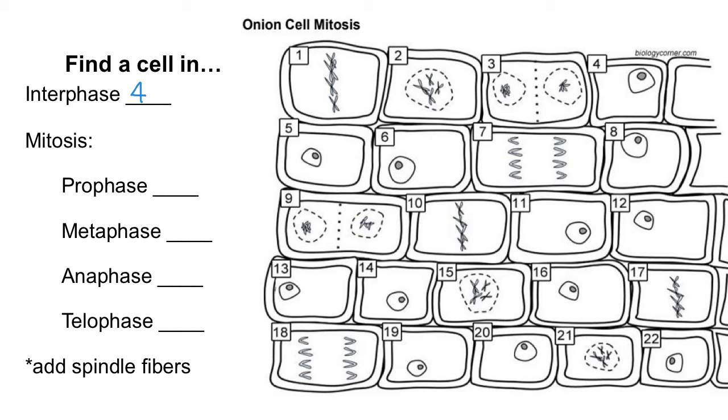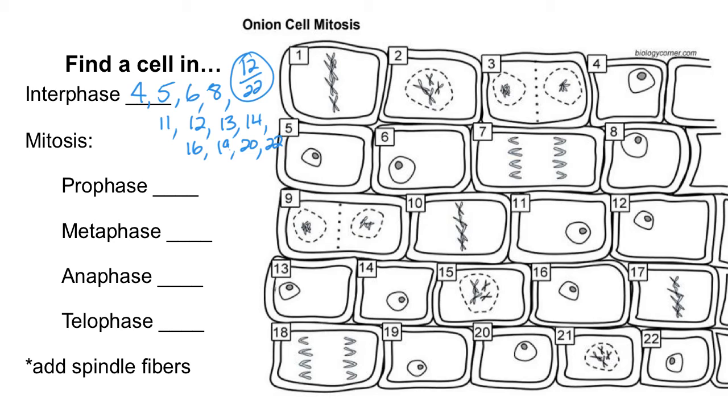And that's interphase. Well, interphase is also going to be 5 and 6 because they look the same, and 8. And there's many of them. In fact, usually it's over 90% of the cells. So I'm going to keep going and write them all in. And 19, and then 20, and then 22. 1, 2, 3, 4, 5, 6, 7, 8, 9, 10, 11, 12. 12 out of the 22 cells are in interphase.